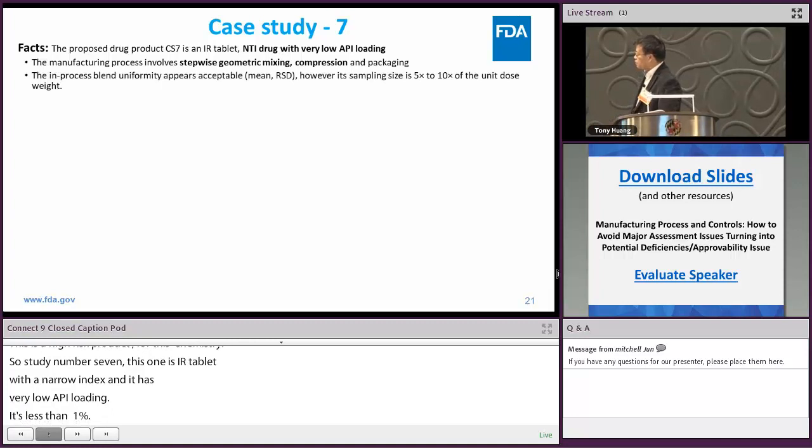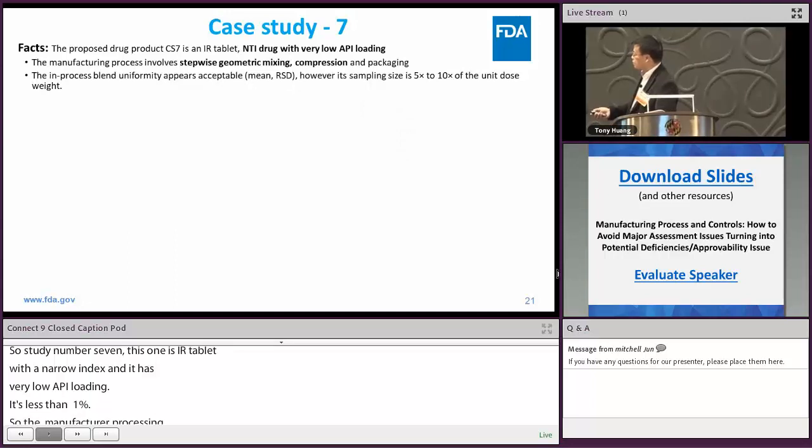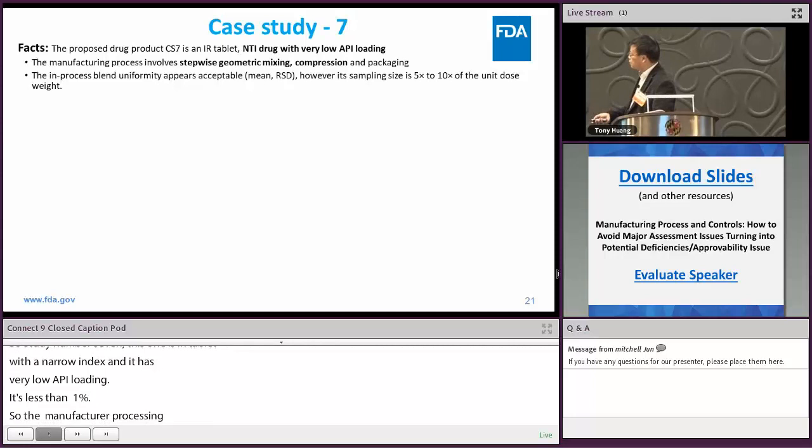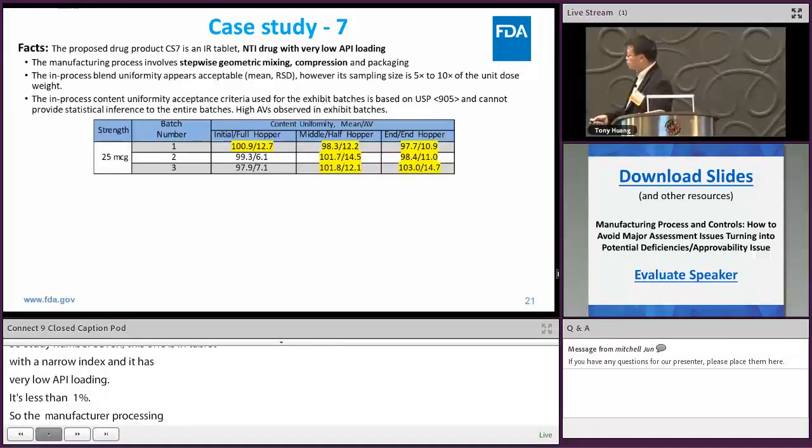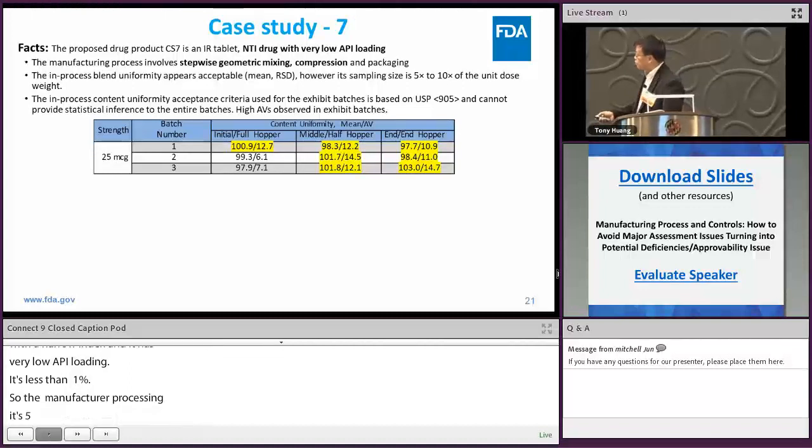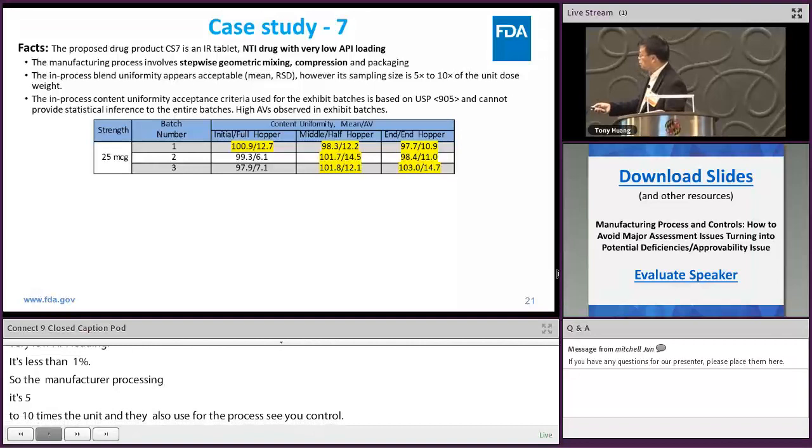In the in-process blend uniformity, if you just look at the data, it appears acceptable, with good mean and narrow RSD. However, the sample size is 5 to 10 times the unit dose. And they also use USP 905 for the in-process CU control. So what they did is basically they took 10 tablets at the beginning, middle, and the end of the compression process, and they calculated the AV.